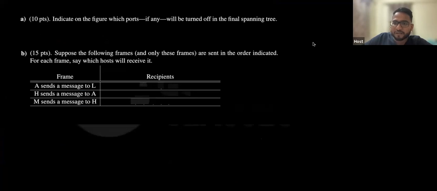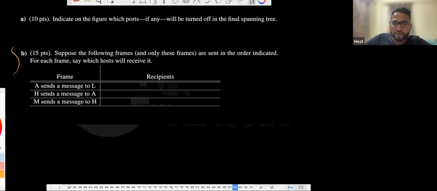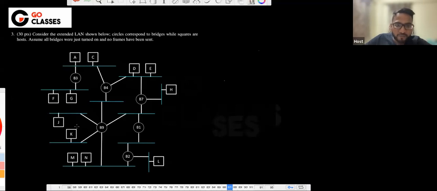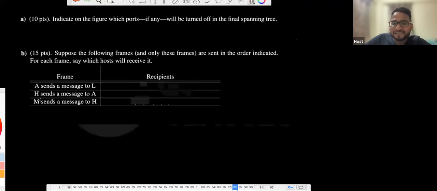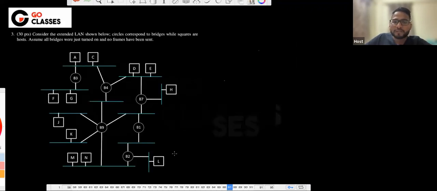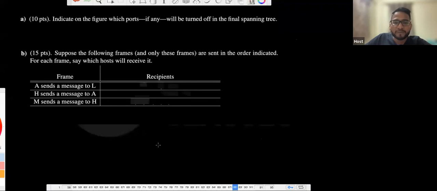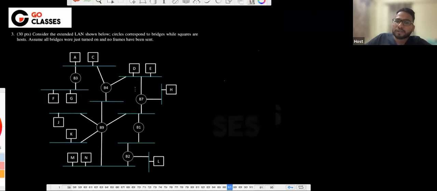Now let's see question number B, which is of interest today. What they're saying is, suppose the following frames are sent in the order indicated: A sends a frame to L, and then after that S sends some frame to A, and M sends some frame to H. So they are asking what are the recipients. If A is sending some frame to L, then who receives? They are talking in terms of hosts, who is receiving.